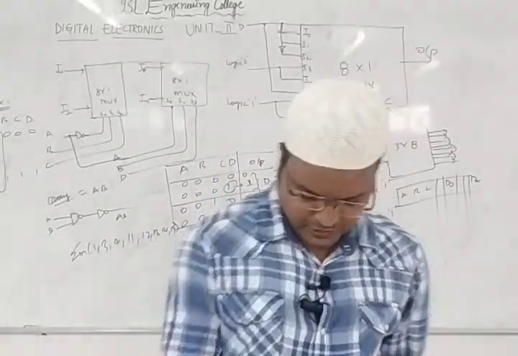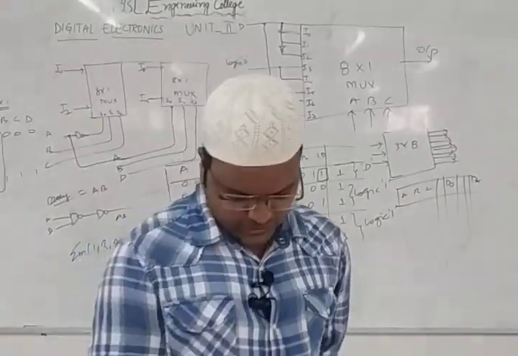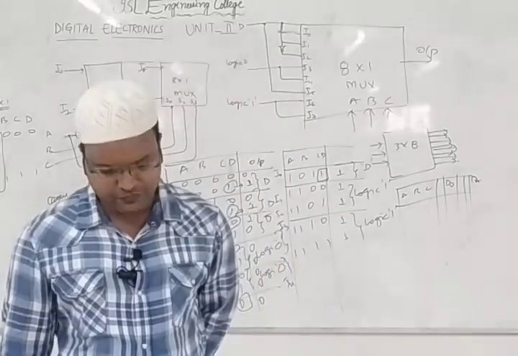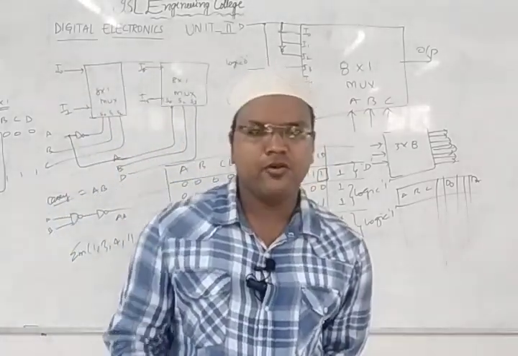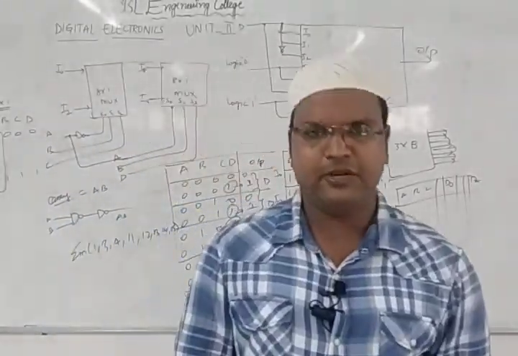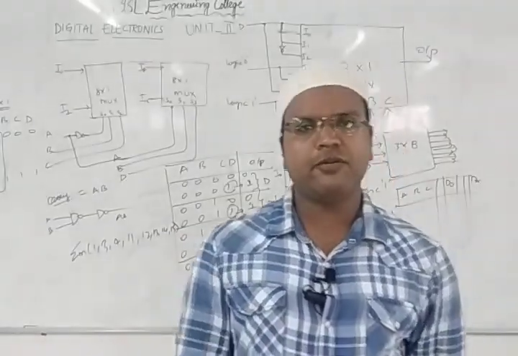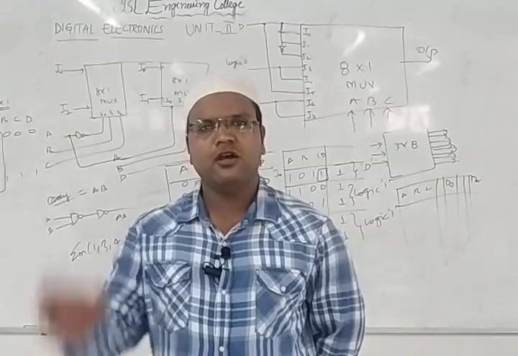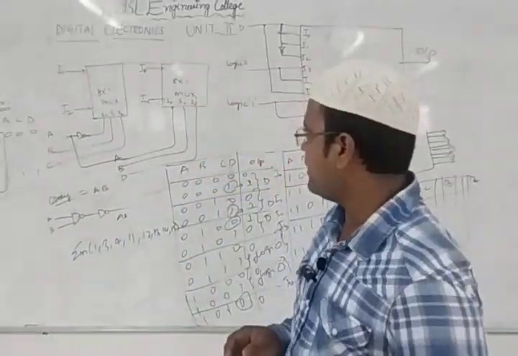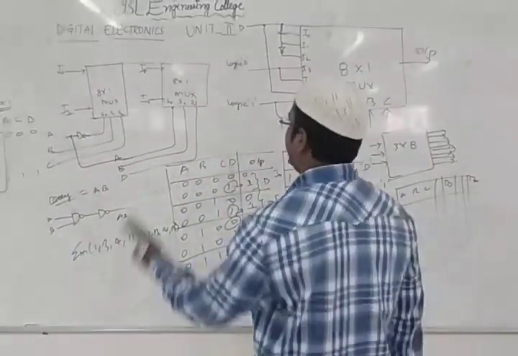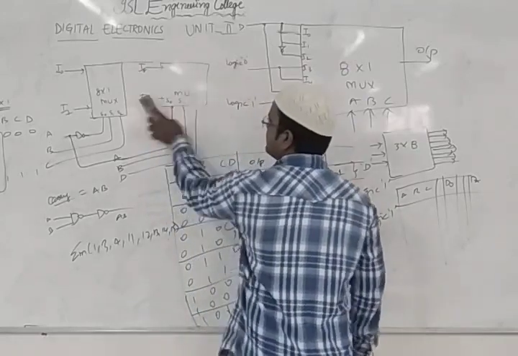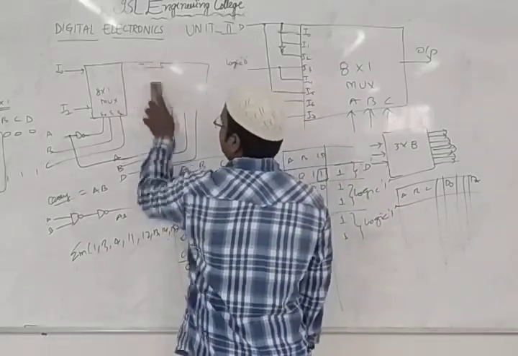Implement the function: they gave one function, summation of 1, 3, 4, 11, 12, 13, 14 and 15. You need to implement it using a 4:1 multiplexer. Actually this is a 16:1 multiplexer, and we are implementing it by using 4:1 multiplexers. That means we have to make 4 blocks. How do we make those blocks? This is 8:1, and I'm just modifying it into 4:1.